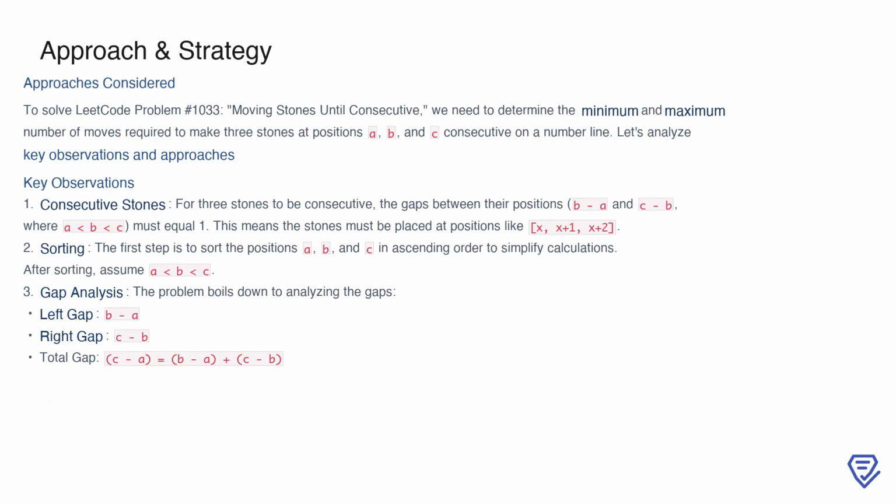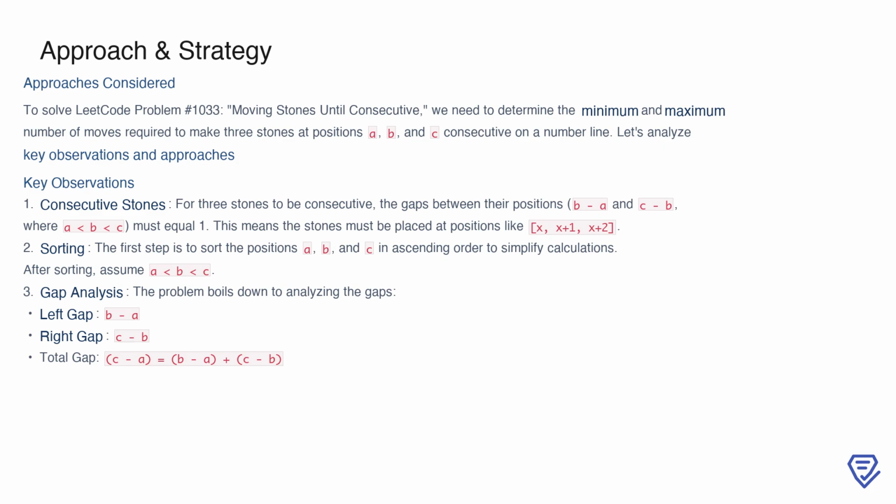To solve the problem of making three stones at positions A, B, and C consecutive, we need to determine both the minimum and maximum number of moves required. The goal is to understand how these stones can be repositioned to create consecutive positions, such as x, x plus 1, x plus 2. To approach this, there are a few key observations.